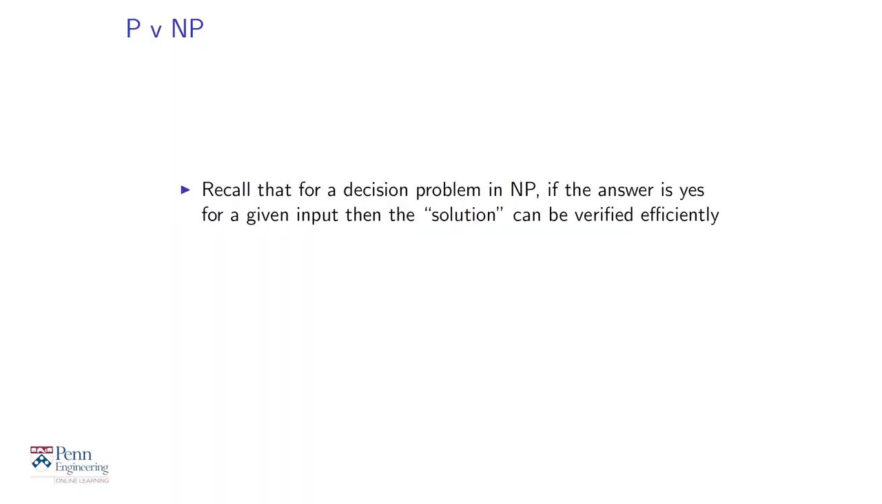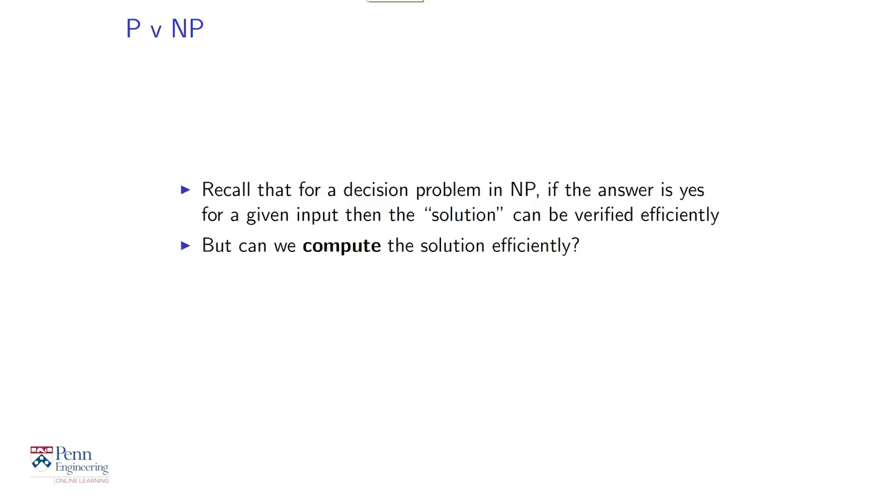Basically, again, a decision problem in NP is one where if the answer is yes, there is a solution that can be verified efficiently. Coming up with a solution is hard, but if someone gives it to us, we can verify it. In an NP problem, could we actually compute the solution efficiently rather than just verify it? And we don't know the answer to this.